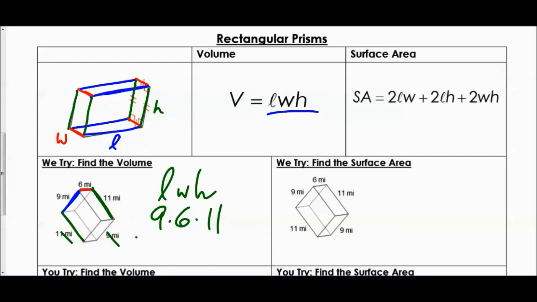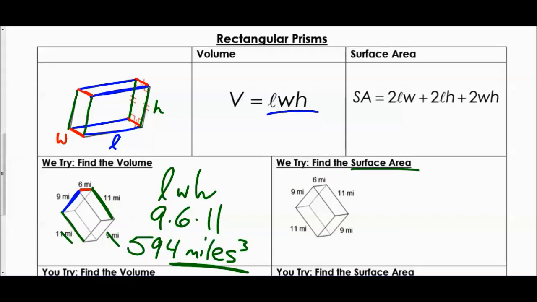That would give us a total of 594 miles cubed. We're literally talking about the number of cubic units that it takes to fill that thing. 594 cubic miles, space of miles, can fit inside of that box.